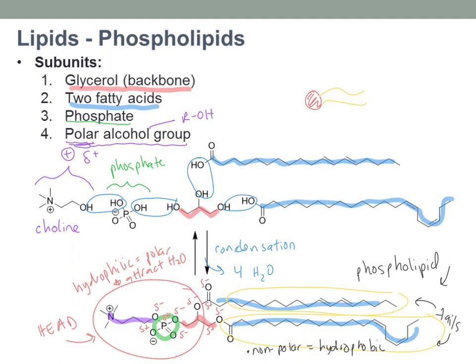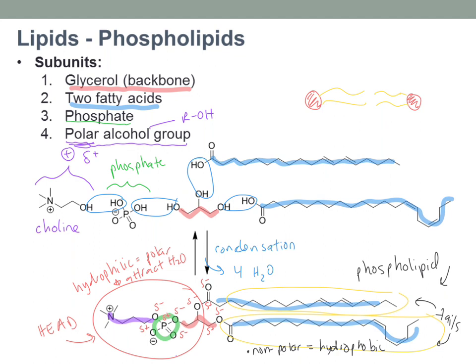So we have that really hydrophilic polar head that's going to be attracted to water. It's going to be on the outside or the inside of the membrane. And then we have the hydrophobic tails that are going to line up against each other so that they stay away from water, is the idea. All right, so they stay away from water. And that's kind of what a phospholipid looks like. That's the basis of a phospholipid.